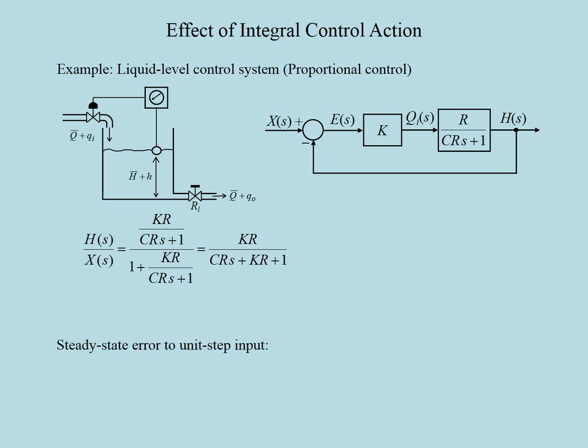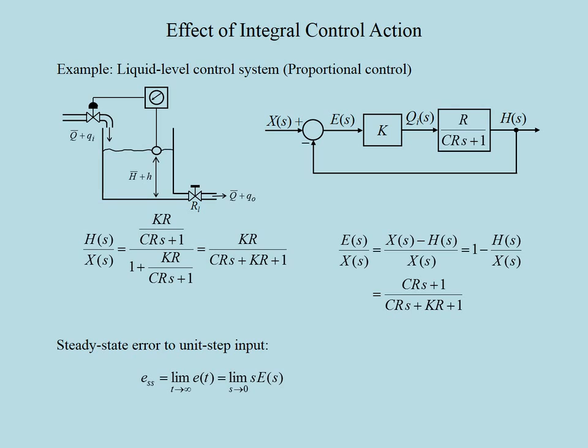Let us obtain the steady-state error to the unit step input for this system. The steady-state error e_ss is the limit of e(t) as t goes to infinity. Therefore, it can be obtained by the final value theorem. To find the error signal, we can use the transfer function from the set point to the error, namely (X(s) minus H(s)) divided by X(s). In other words, 1 minus the closed loop transfer function, which results in (CRs plus 1) divided by (CRs plus KR plus 1). For E(s), we can substitute this transfer function multiplied by the Laplace transform of the input, namely 1 over s.